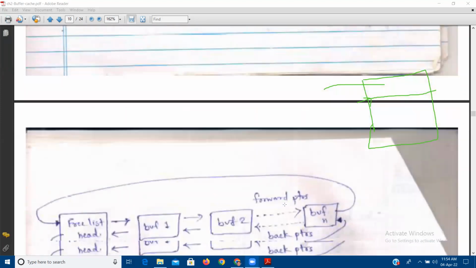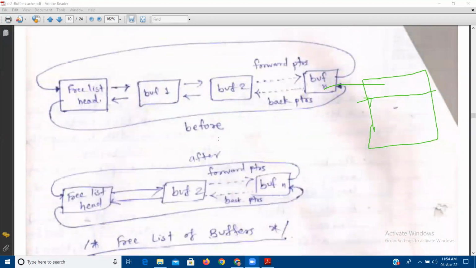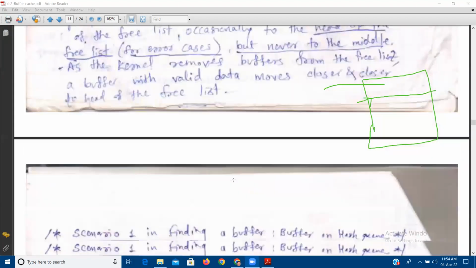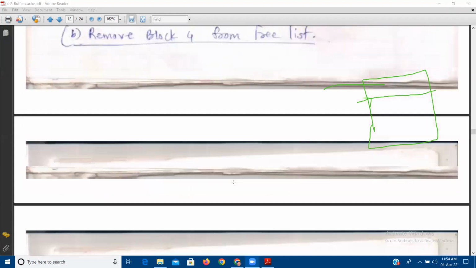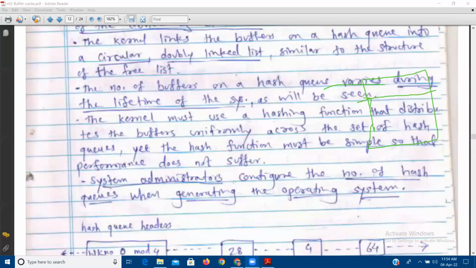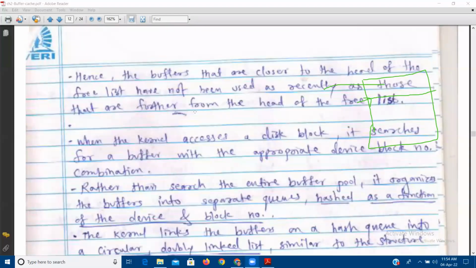Let me just check where it is. So this is about the free list. Before that, let me search. Okay, yeah, so this is there. Hence the buffers that are closer to the head of the free list have not been used as recently as those that are farther from the head of the free list.